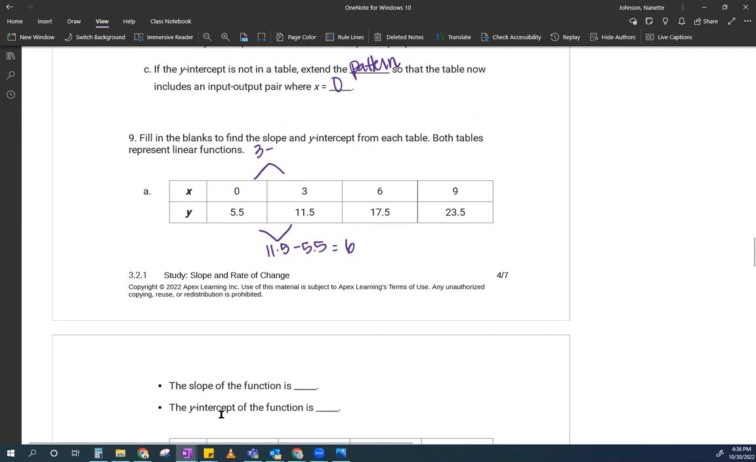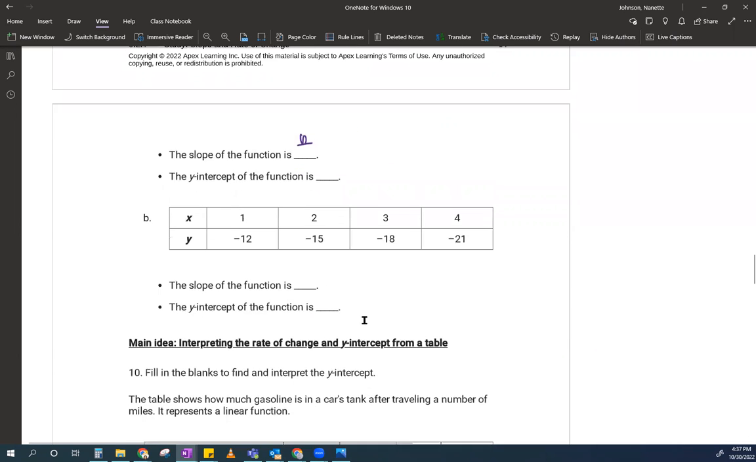Then it says to find the y-intercept of the function. Well, y-intercept means when x is equal to 0. So I'm looking for 0 on the x side, and it's right here. So that's 5.5. So that it's (0, 5.5). And I do write it as a point to remind you that that's what the y-intercept means. The y-intercept means when x is equal to 0.